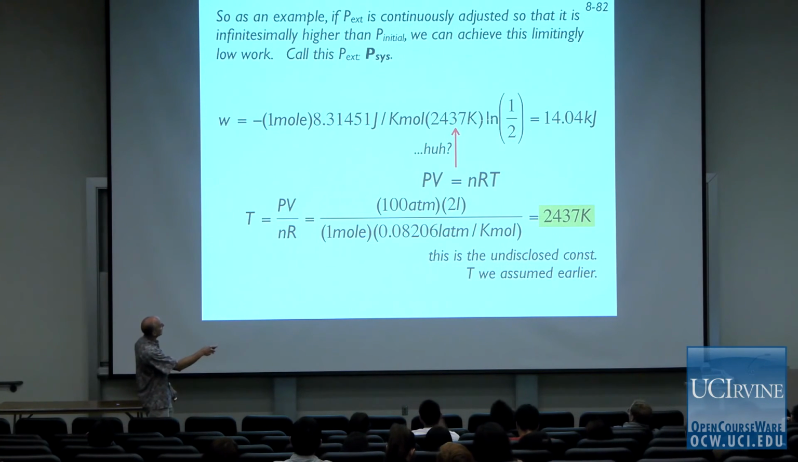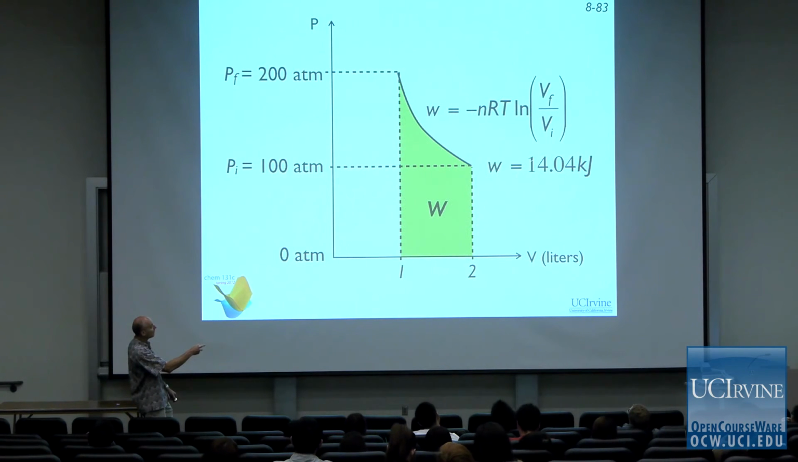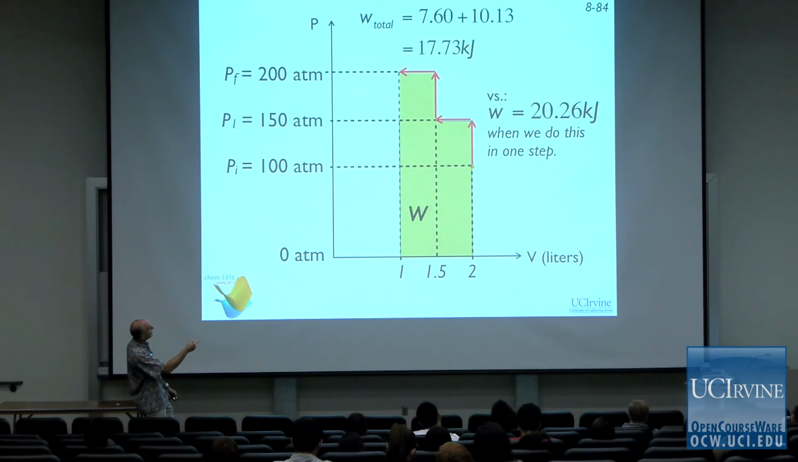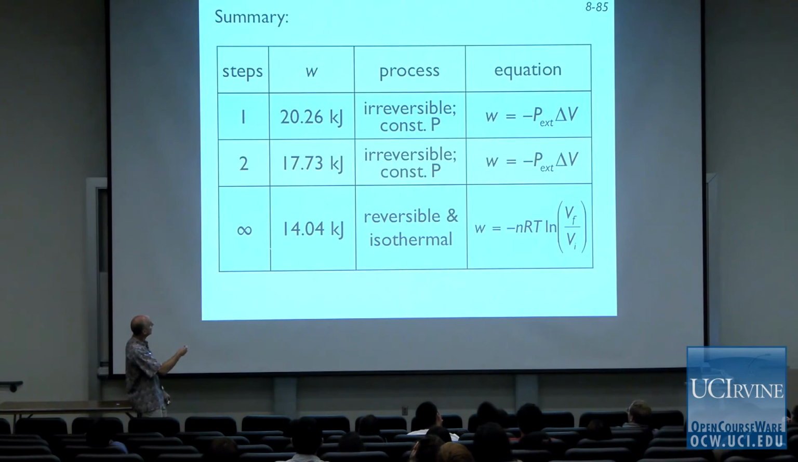If I plug that in, and the volume went down by a factor of 2, 14.04 kilojoules is the amount of energy involved. That's the area under this curve right here. And by golly, that's lower than either one of these. We did it in 1 step, it was 20. We did it in 2 steps, it was 17. And now it's 14.